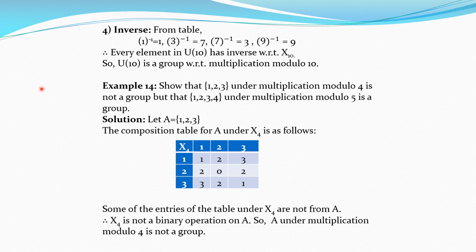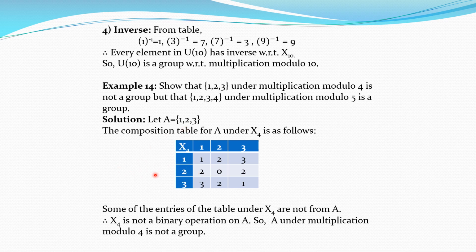Now next example: show that 1, 2, 3 under multiplication modulo 4 is not a group, but 1, 2, 3, 4 under multiplication modulo 5 is a group. Now the first set 1, 2, 3 is a finite set. So again we prepare the composition table.